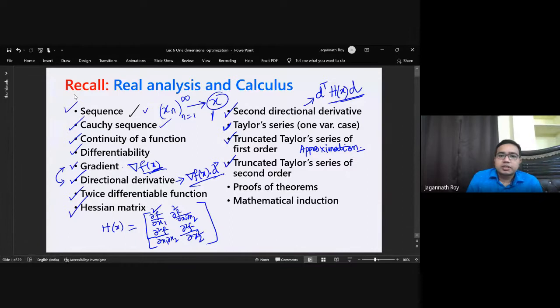Then we have also seen the second order truncated Taylor series. And finally, we have seen that there are two types of proof, direct proof and indirect proof, such as proof by contradiction, and we also mentioned mathematical induction to prove any claim.